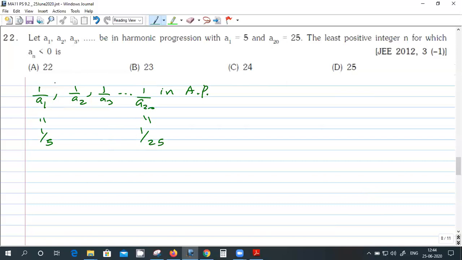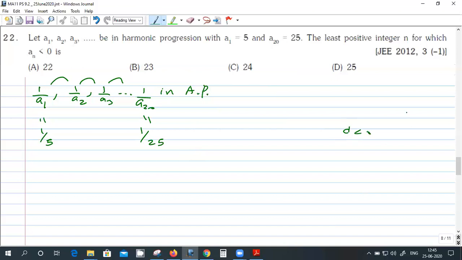19, right? There will be 19 steps. So that will be 4 by 25, the D of the AP. So D should be 4 by 25. My guess is D should be negative.